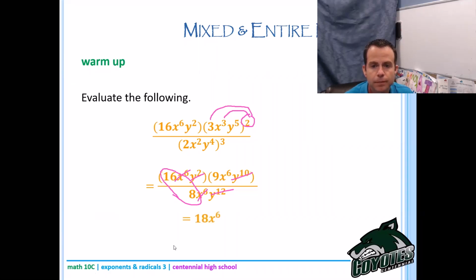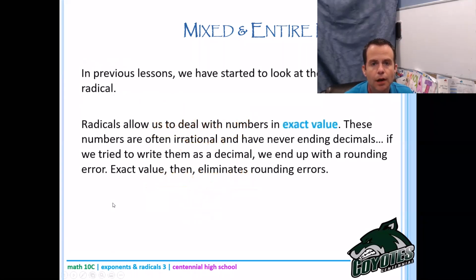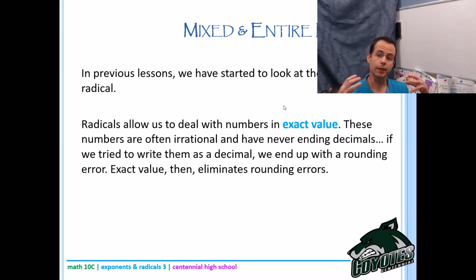Okay, awesome. All right, now, radicals. In previous lessons, we started to look at the concept of a radical. I've introduced terminology to you where we've talked about the radical sign and we've talked about the little cute number in the corner being the root index, and then the big number or whatever's underneath the radical sign being called a radicand. Radicals allow us to deal with numbers in exact value, and that's an incredibly important concept, okay?